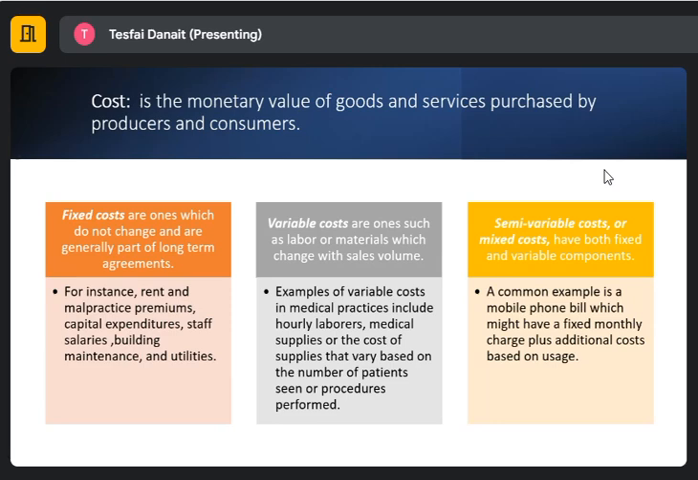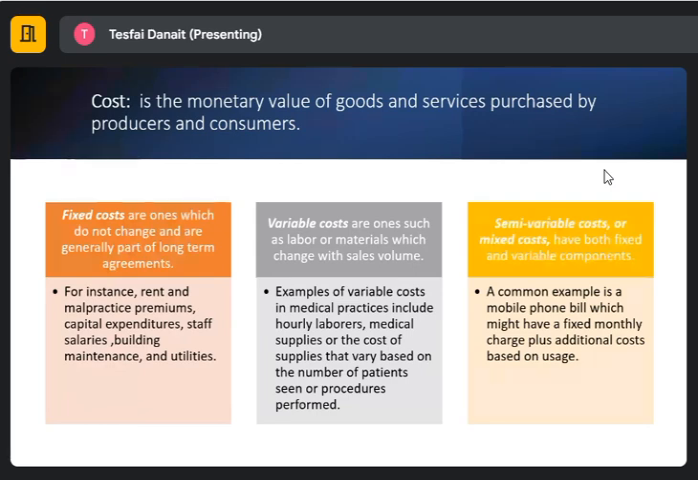So let's see. Fixed costs are ones which should not change and are generally part of long-term agreements. For instance, rent, malpractice premiums, capital expenditure, staff salaries, building maintenance, and utilities. This is a fixed cost.